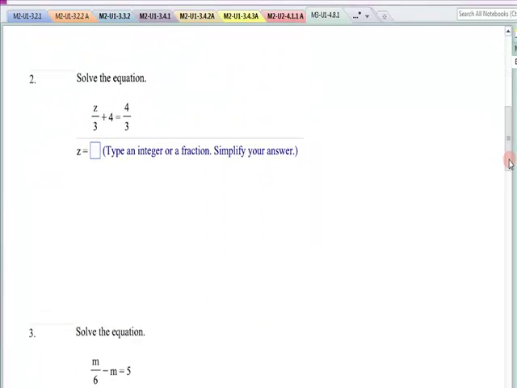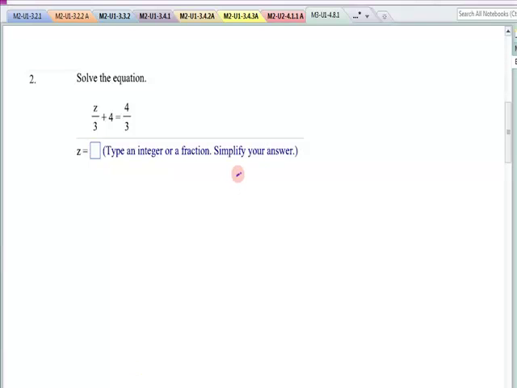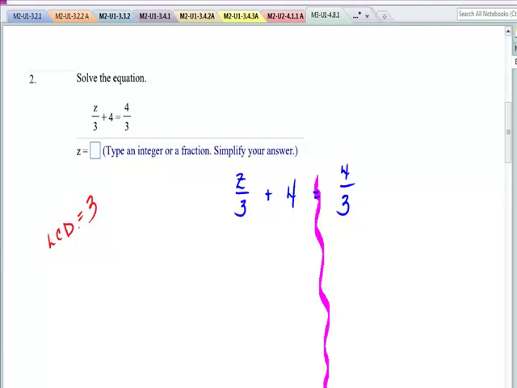All right, let's look at number 2. I have z over 3 plus 4 is equal to 4 over 3. It's an equation. It's got some fractions in it. So the first thing I need to do is think about the LCD. The denominator is 3. The denominator is 1. The denominator is 3. So the LCD is 3.